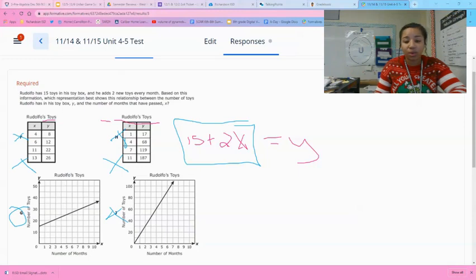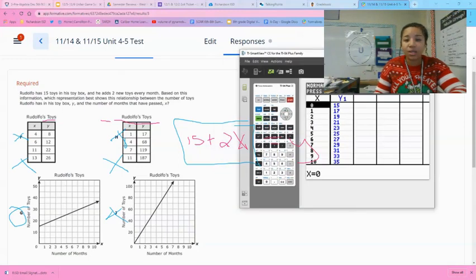And we can also plot these points. Now, let me get my calculator up and we can see if they match the graph. So it says 1 should be at 17. That's about 17. 2 should be at 19. That's about 19. Let's see this one for you. 5 should be at 25, and that is definitely correct. So G is correct. Okay.